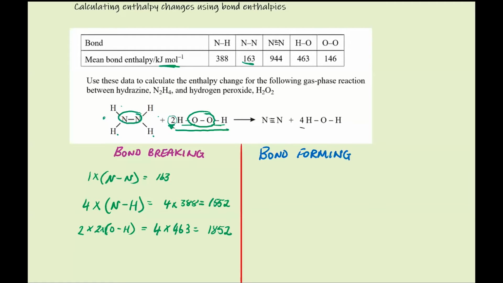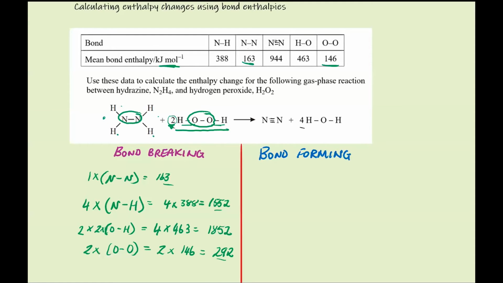Now the next one and the last one on the reactant side is, sorry, not the OH bond, the OO bond, the OO single covalent bond, which is 146. And I have 2 molecules of hydrogen peroxide, so it actually comes out as 2 times oxygen-oxygen bonds. So that's 2 times 146, which equals 292. Now what we're going to do is find the sum of all of these values here.